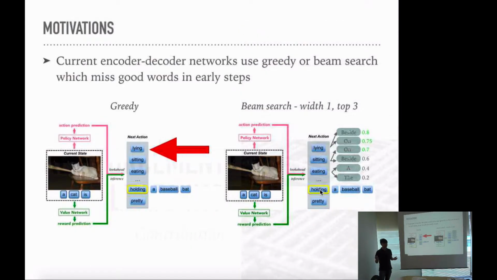The problem with the past techniques is that encoder and decoder networks use greedy or beam search, which means they miss good words in the early steps. So let's say using greedy, we always pick the top word from the RNN, and maybe you get a cat lying on the chair, but we don't get holding a baseball bat. So greedy search might work or might not work depending on the image.